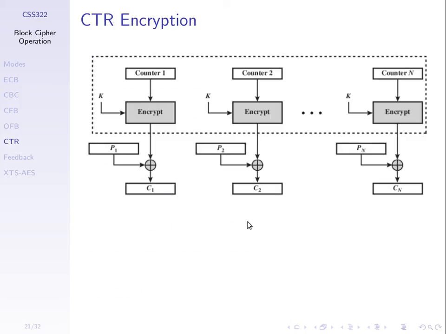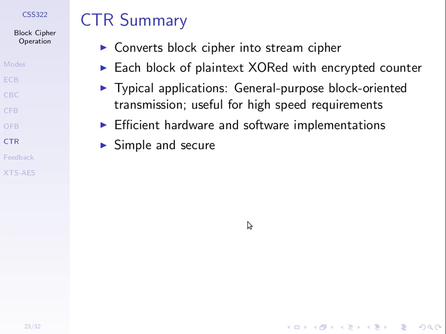Counter mode. It's commonly used as a stream cipher, like when we want to stream bits across the network encrypted, so it has the performance advantage there. Useful for high speed requirements, and it's good in terms of implementations. Any questions on counter mode?